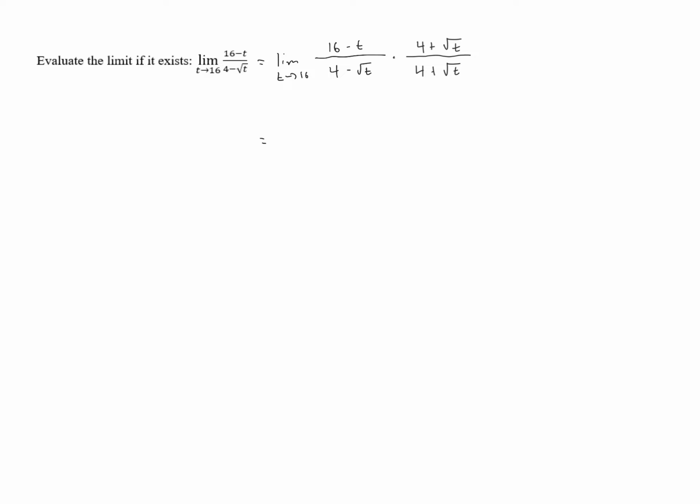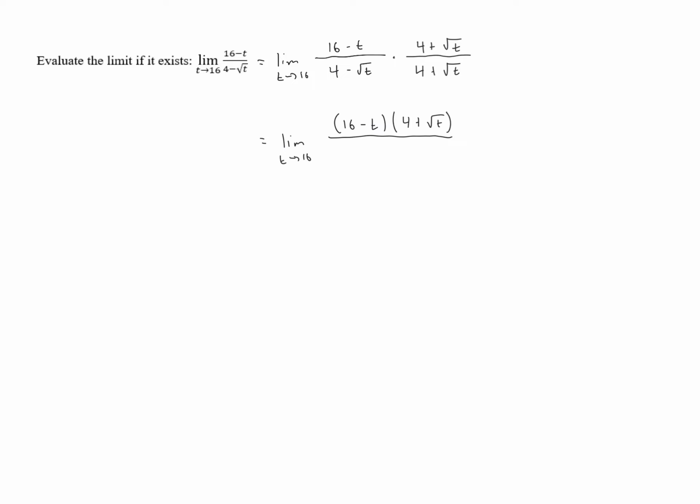Now, when we do that, we've got the limit as t approaches 16. The numerator, I'm going to leave like it is. I'm not going to go through the trouble of foiling it out, especially with that square root of t, because there's going to be a lot going on there.